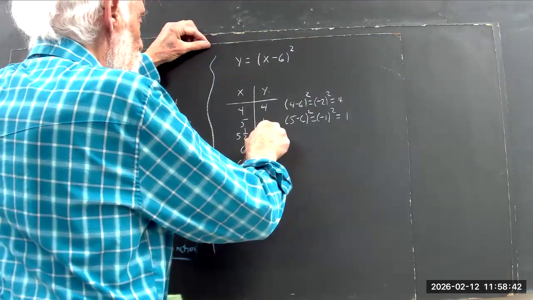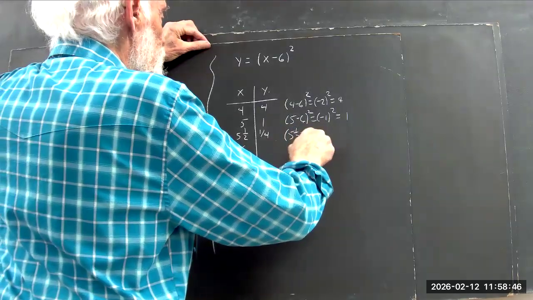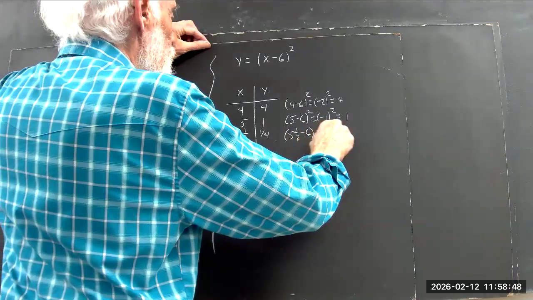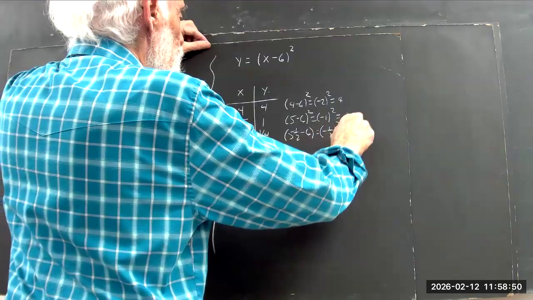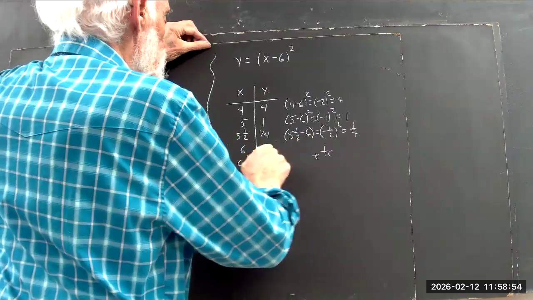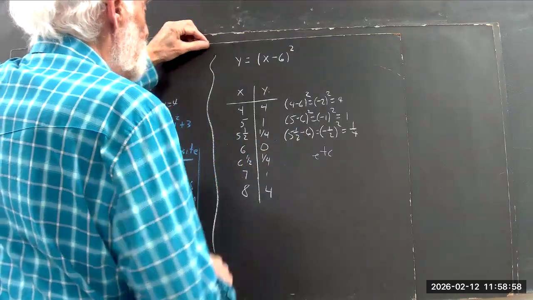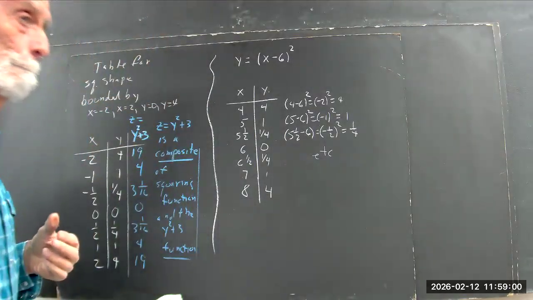So you get 1, here you get 1/4. Now that's 5.5 minus 6. That's -1/2 squared, which is 1/4, etc. Then you're going to get 0, 1/4, 1, and 4. Okay?